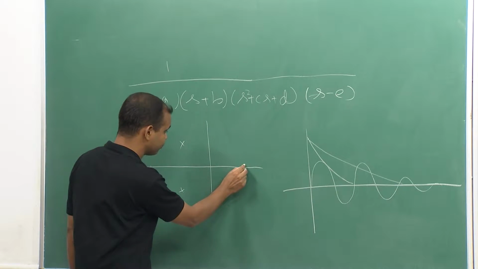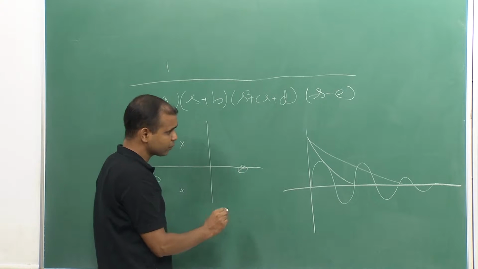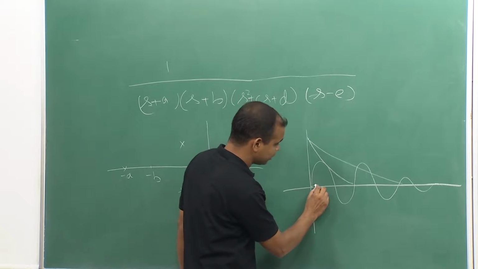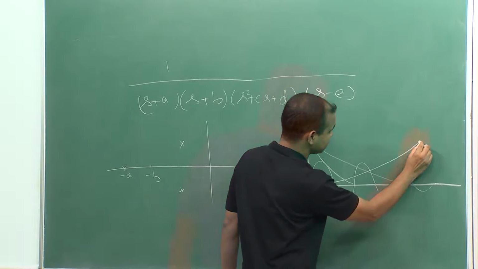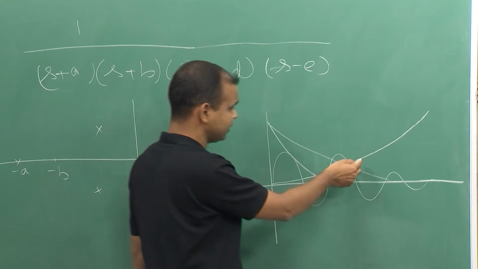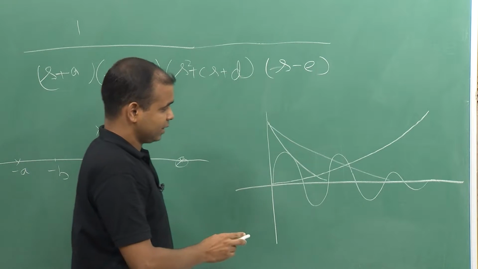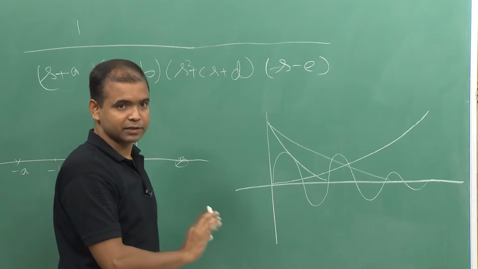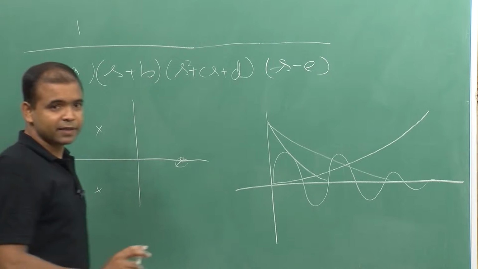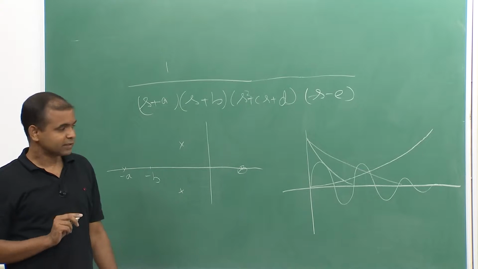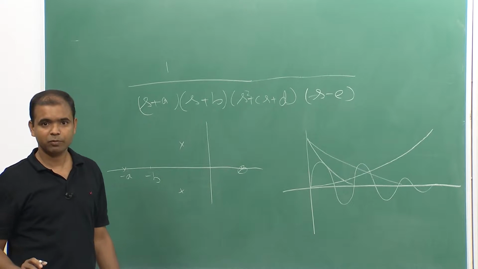But the response due to this pole, I will get an exponential which will be building with time, and as time tends to infinity this will also become infinity, and that is why the system will be unstable. So, it does not matter how many poles are in the left half, even a single pole in the right half makes the system unstable.